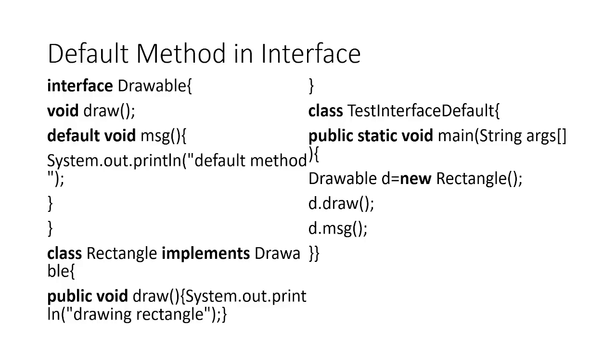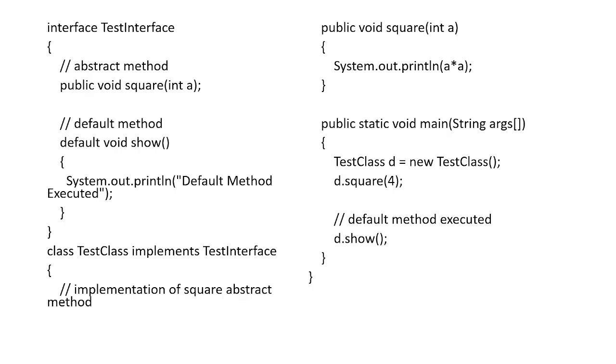And create the class Rectangle that implements Drawable. So public void draw should print "drawing rectangle". The main class will be started. By accessing the class through the interface, Drawable d equal to new Rectangle. So d.draw shows "drawing rectangle", and d.message shows "default method".